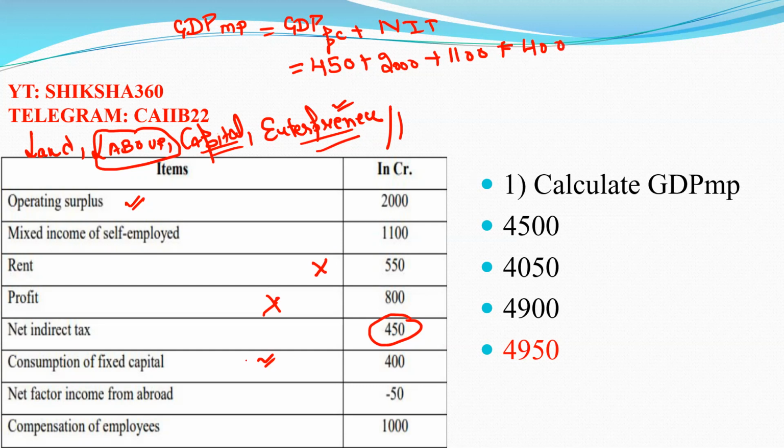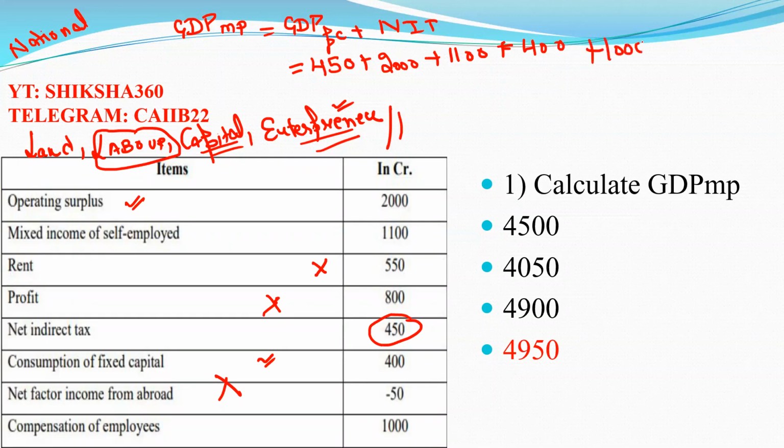Net factor income from abroad, this is not included. Net factor income from abroad only comes in when it is the term national. It is domestic, so in domestic there is no role of the term abroad. Compensation of employees, we can say salaries to employees, which we also have to add.